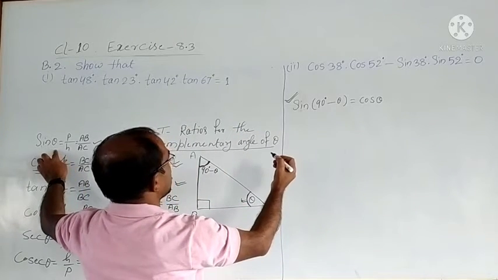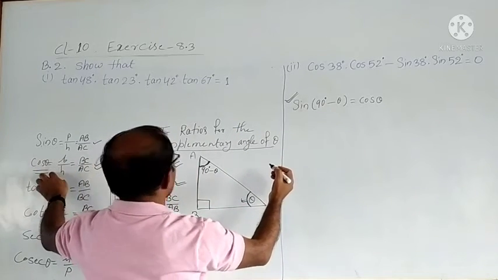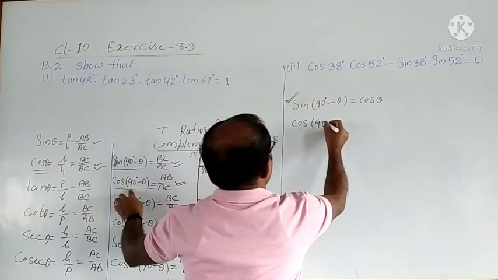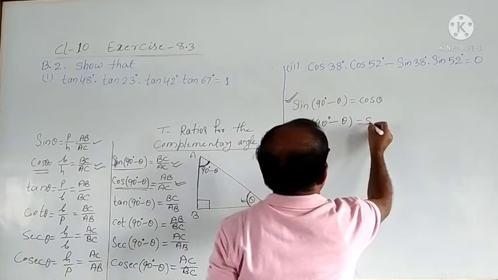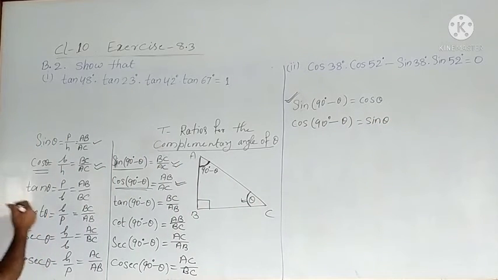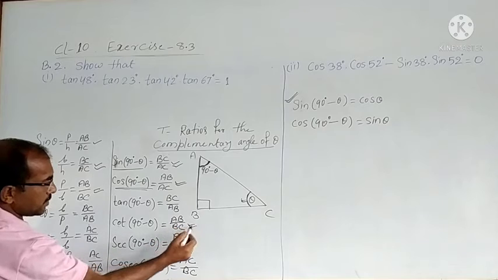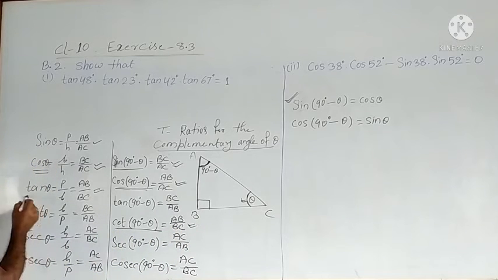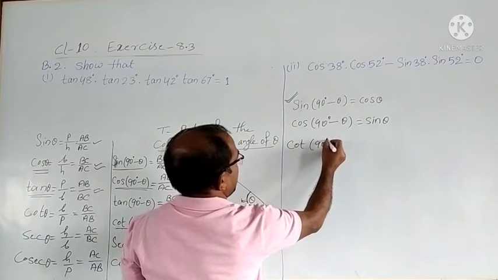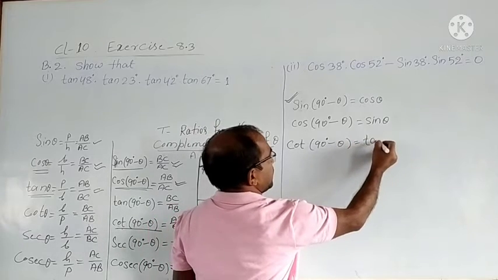Already sine theta: sine 90 minus theta is equal to cos theta, and cos 90 minus theta is equal to sine theta. Then next, again we will see from here only: tan theta is AB by BC. Again where is AB by BC? This is cot 90 minus theta. That means cot 90 minus theta is equal to tan theta.